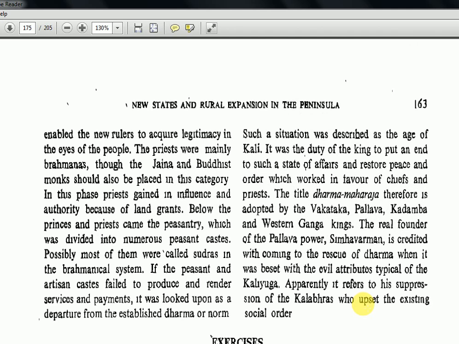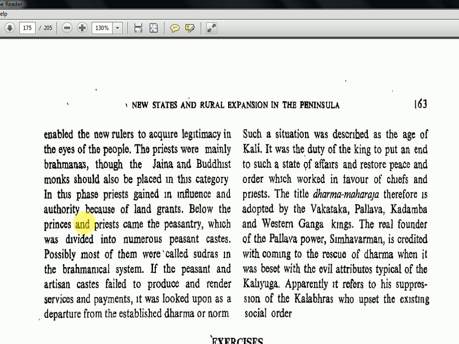Okay, if they are appeased, like they are given some money or some land, then they will say, okay, you are coming in the higher category of people. So these priests were mainly Brahmanas, though the Jaina and Buddhist monks should also be placed in this category. In this phase, priests gained in influence and authority because of land grants.